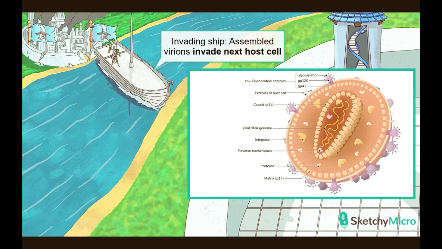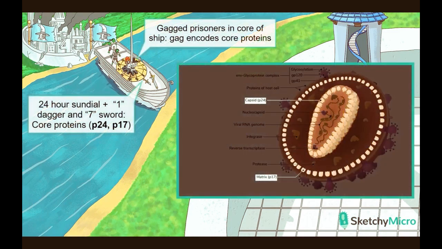Before we jump into the life cycle of HIV, let's introduce 3 important structural genes: GAG, ENV, and POL. These genes are responsible for encoding the components of the virion and important viral enzymes. As this brand new invading virion ship heads for Alphavir's castle, notice it has prisoners on board in the center of the ship, gagged and tied around a 24-hour sundial. This is because the GAG structural gene encodes virion core proteins, like P17, the matrix protein, and P24, the capsid protein. You may recall from HIV Part 1 that P24 is detected through 4th-generation diagnostic testing.